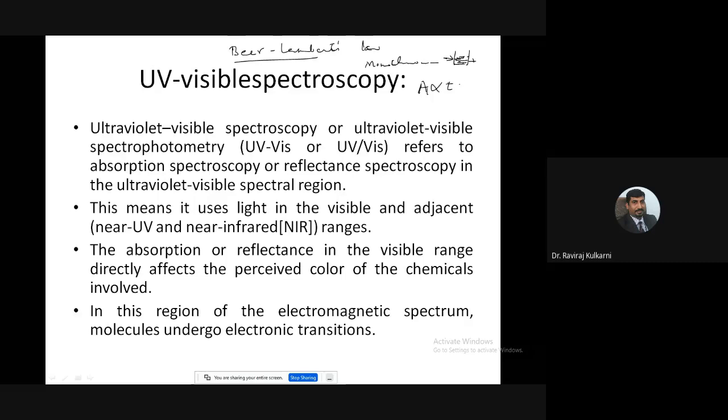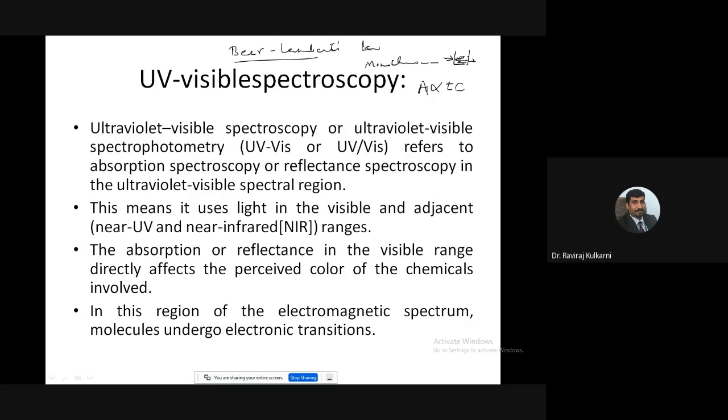Path length t, thickness, and concentration. For example, if I take one X-ray film and I want to see the solar eclipse, I may damage my eyes. I'll fold it in two, I'll make it thicker. The thicker I make it, the less light is allowed to travel through the film, so whatever light I'm receiving is less.